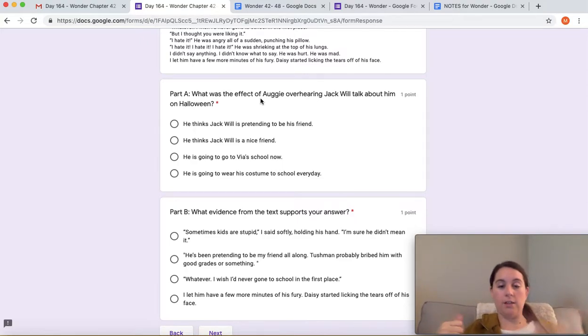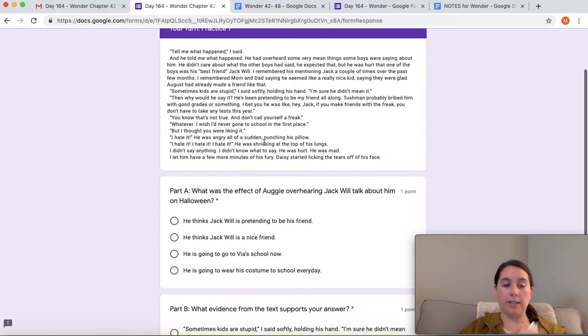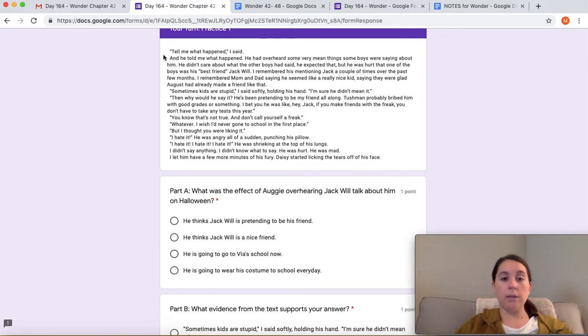What happened next? He hears Jack Will talking about him. Now what happens next? Does he think Jack Will is pretending to be his friend? Does he think Jack Will is a nice friend? He is going to go to Via's school now, or he is going to wear his costume to school every day. So we're going to go back in the text and see. So tell me what happened.